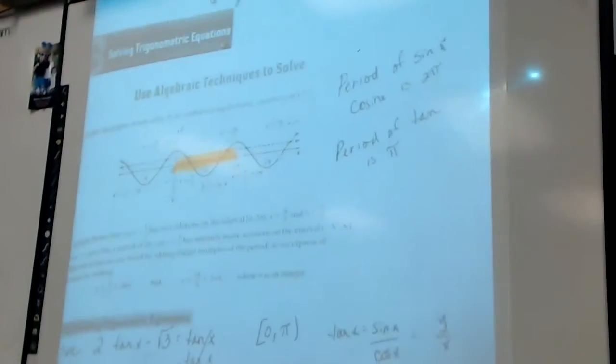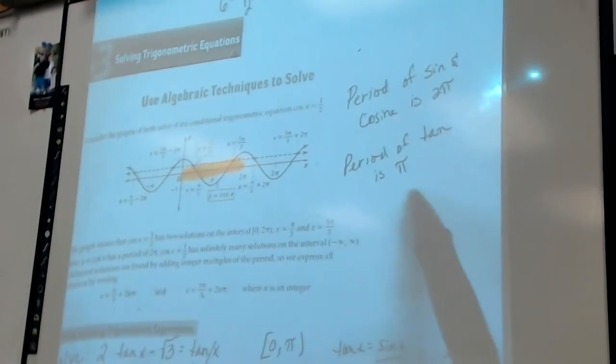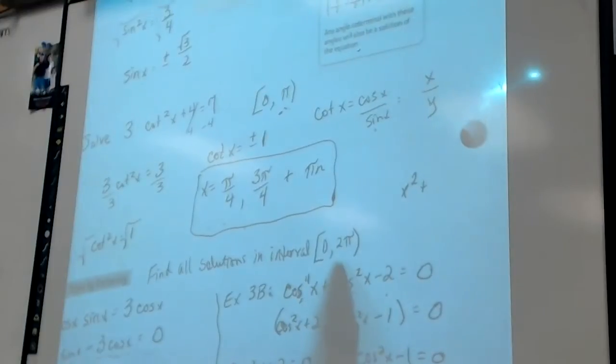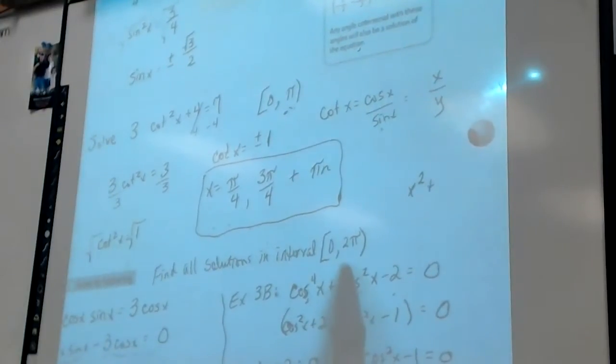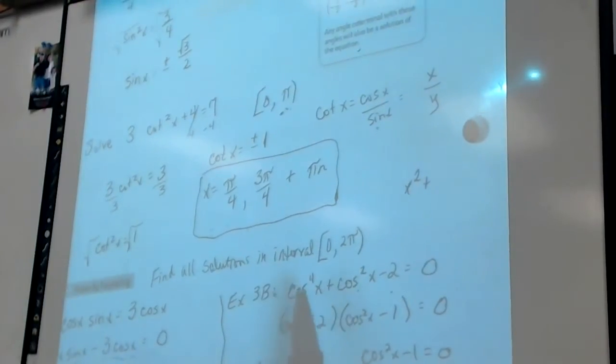Okay, we're going to continue with our 5-3 solving trig equations. Just to review, the period of sine and cosine is 2 pi and the period of tangent is pi. When they're asking you to find all solutions in the interval 0 to 2 pi, you're not finding all solutions. Even with tangent, you'll still want to list the solutions that are between 0 and 2 pi because that's a finite number of solutions. It's not an infinite number. So you'd want to list each one separately, even though it does repeat.